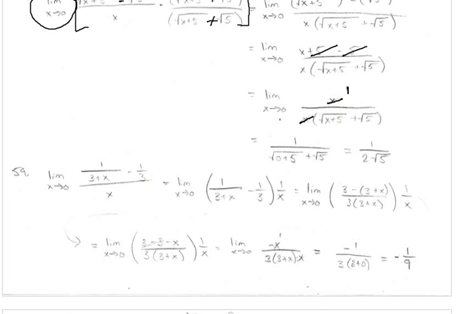So now we no longer have this factor of x here, so we can do direct substitution, and we won't get division by 0. When we directly substitute 0 in everywhere that it occurs in the function, we get 1 over square root of 0 plus 5 plus square root of 5, which is equal to 1 over 2 times the square root of 5. And that is what the limit is equal to. So that's number 57. How about number 59?